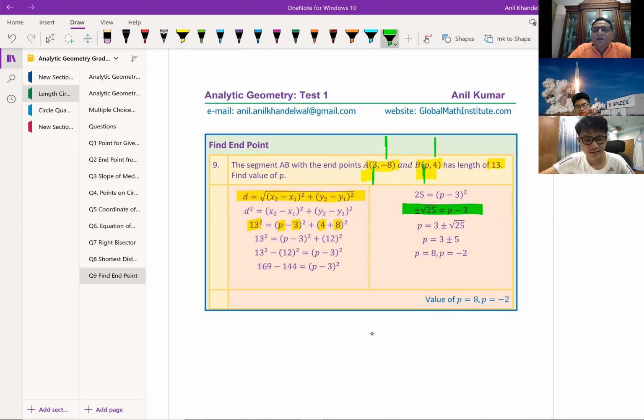Correct. So the important thing here is you have this thing (p minus 3) whole square, do not expand it. But at this stage, simplify the other side and you do the square root. Whenever you do square root, you have to use both plus and minus values, correct? So it will have two values. And then take 3 to the other side and you get your answer that p could be 8 or minus 2. Perfect. And that is how we get our solution.